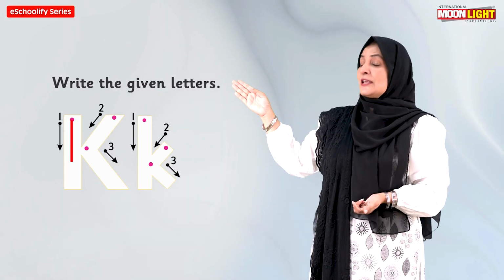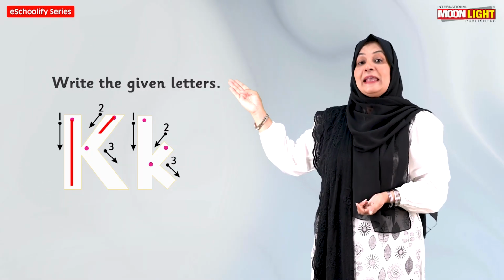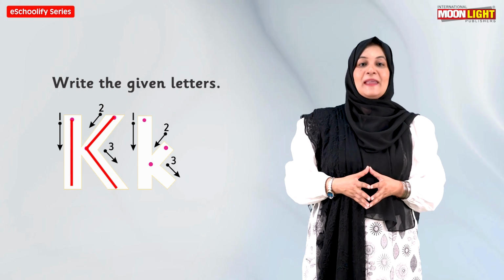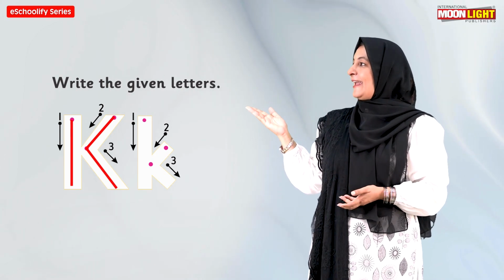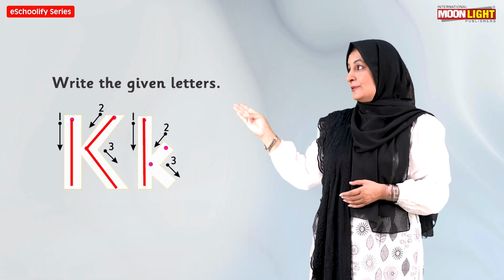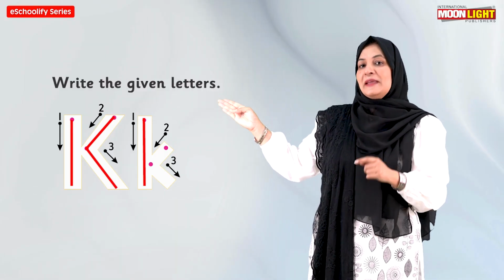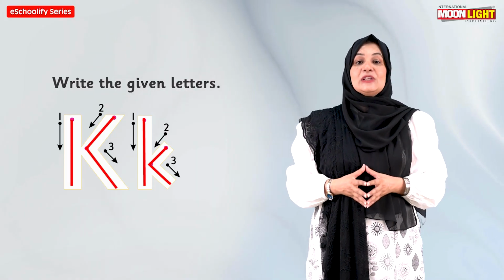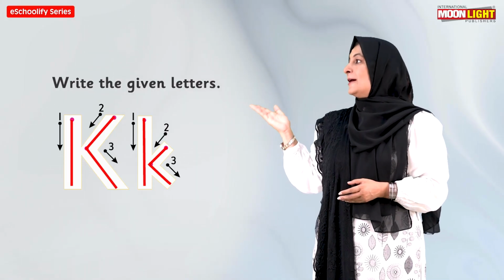Start from the first line, come straight down, make slant line, make another slant line. It will make capital K. Start from the first line, come straight down. Start from second line, make slant line, make another slant line. It will make small k.